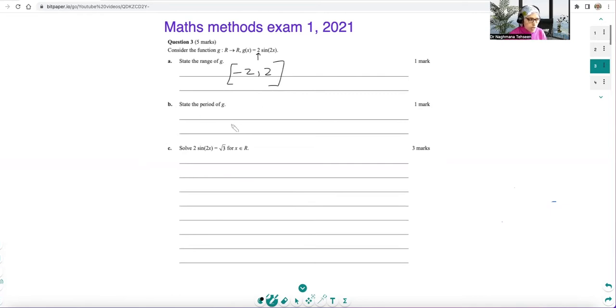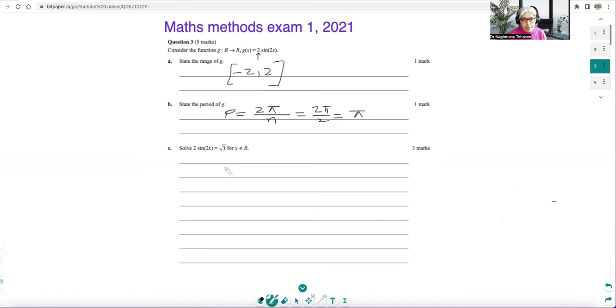And then we need to tell the period of this. The period of the sine function, we know the formula is 2 pi over n. What is n? n is the coefficient of x, which is 2. So 2 pi over 2, which gives you pi. And then we have to solve this, 2 sine x, for x is equal to r.